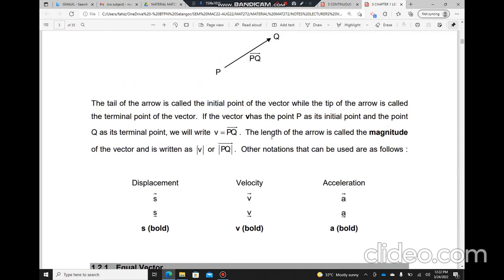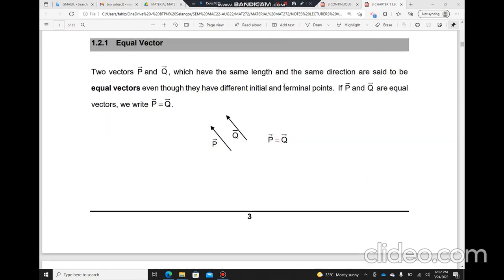Okay, yang ni untuk introduction of a vector. Okay, next topic, equal vector. Two vectors P and Q which have the same length and the same direction are said to be equal vectors, even though they have different initial and terminal points. If vector P and vector Q are equal vectors, we write vector P equals to vector Q.